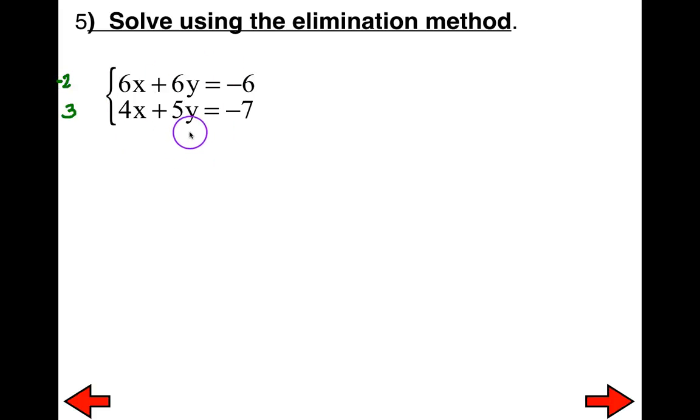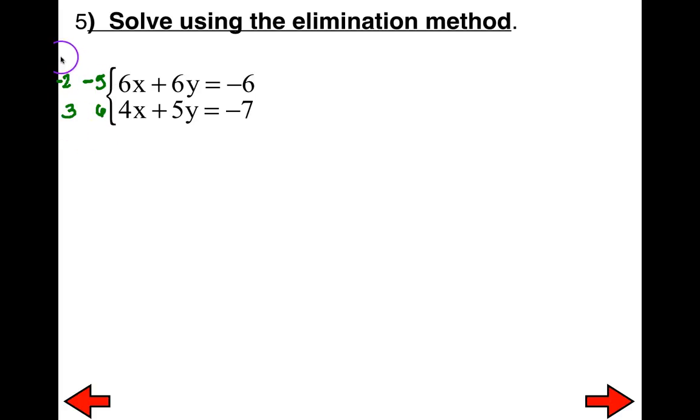Now let's look at our options for y's. So here, I would say the lowest common multiple between 6 and a 5 is 30. So what I would do is go ahead and multiply the 6 by 5 to make it a 30. And I would multiply the 5y by a 6 to make it 30. And I would keep the negative on the smaller number. So here are the options.